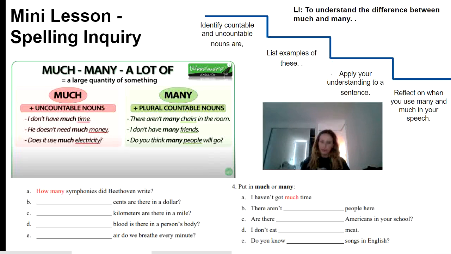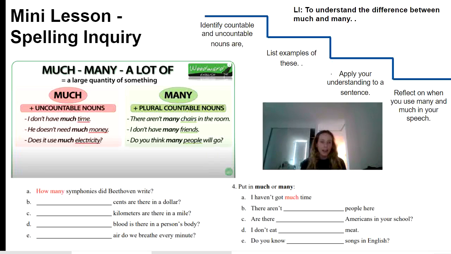So, our success criteria. Identify countable and uncountable nouns. List examples of these. Apply your understanding to a sentence and reflect on when you use many and much in your speech. Okay, so we use much and many to indicate that there is a large quantity of something.